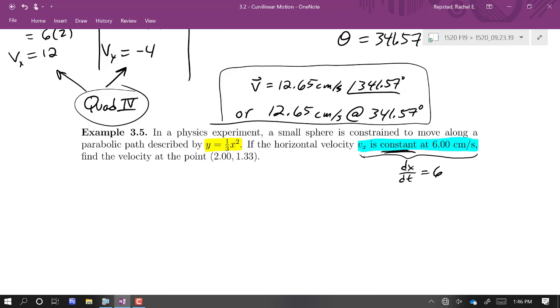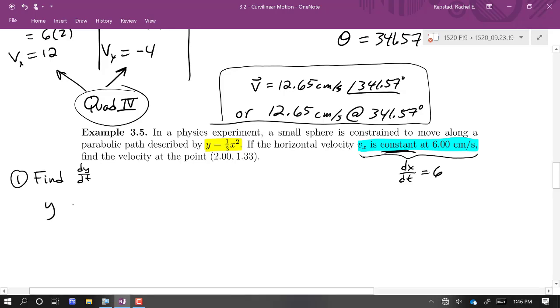Perfect. Okay. So our first goal here is to find dy dt. Notice I don't want to find dy dx. I want dy dt. The only y equation I have is this rectangular equation they gave us, though. y equals 1/3 x squared. So we got to work with what we got.